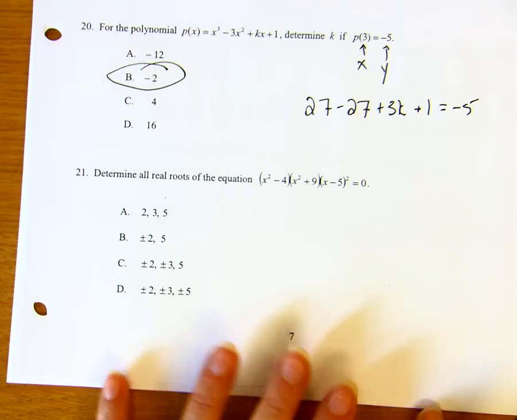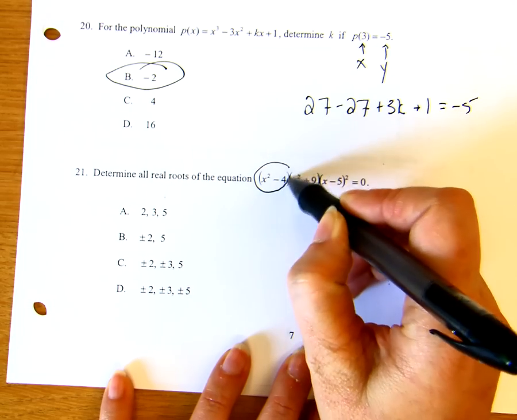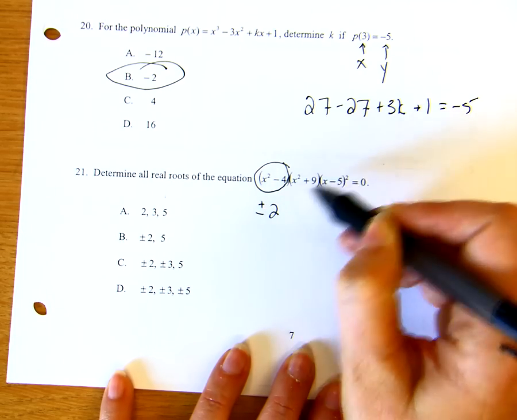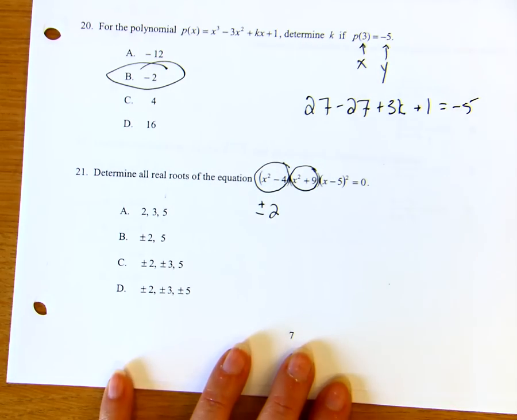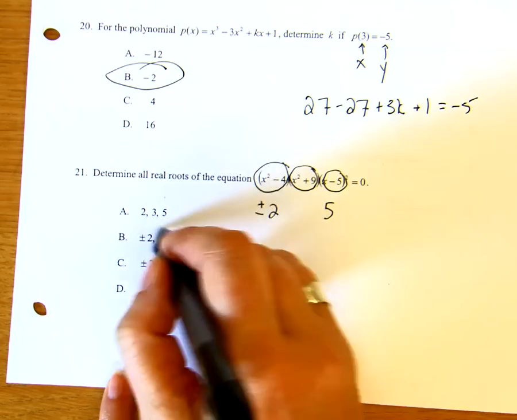Question 21 wanted all the roots of this equation. What makes this 0? Plus or minus 2. What makes this 0? Nothing. What makes this 0? 5. The correct answer is B.